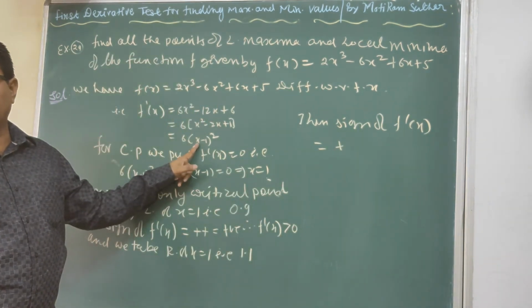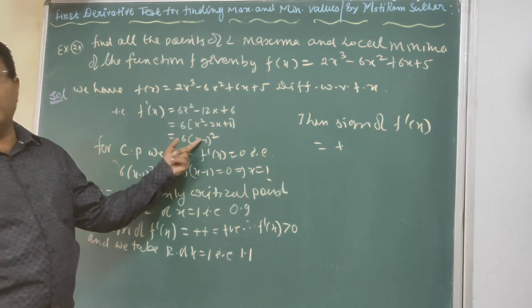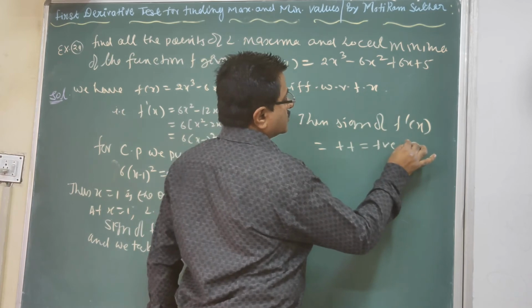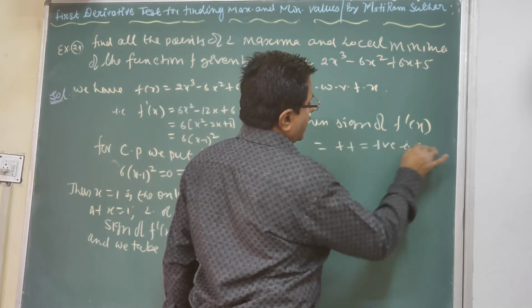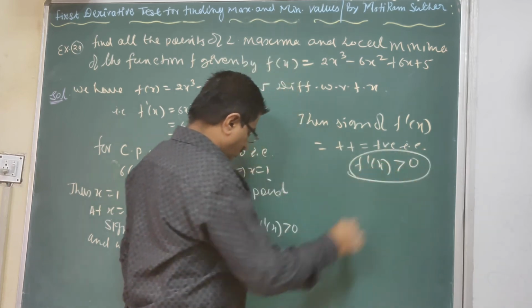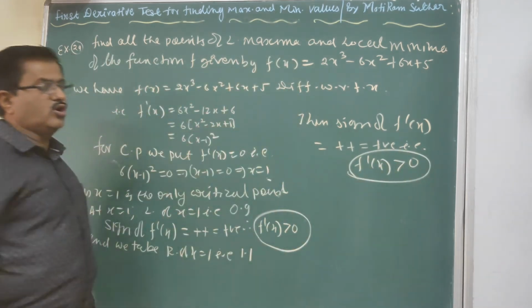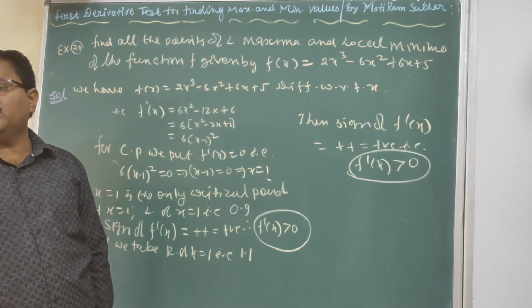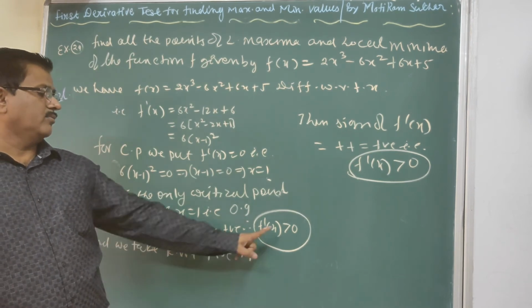1.1 minus 1, that is 0.1, and its square is again positive. So this is also positive. So you can say that f dash x is greater than 0. Very interesting, in both the conditions the value of the derivative is the same, positive.